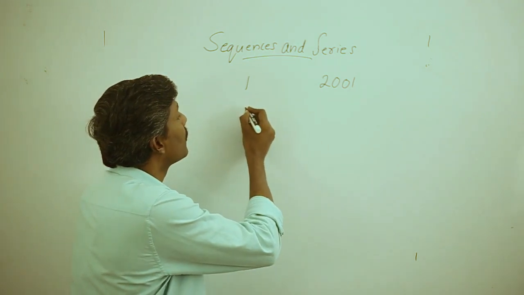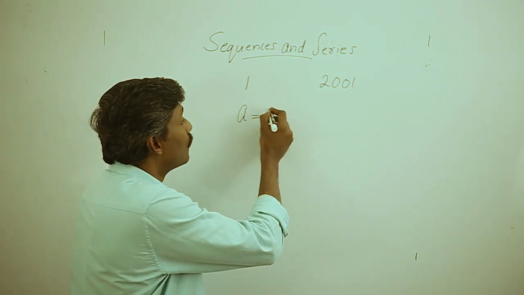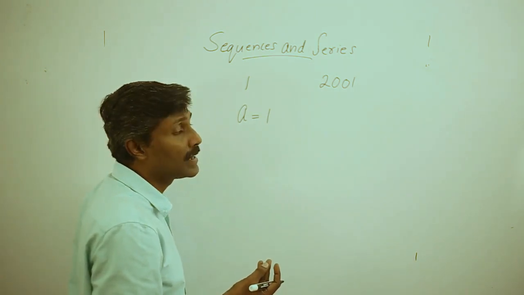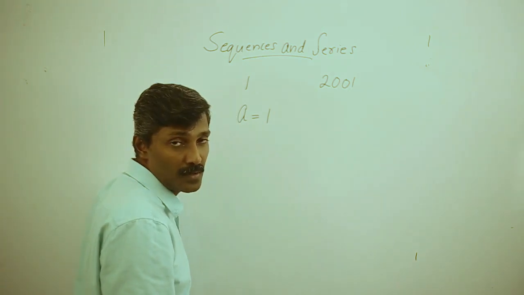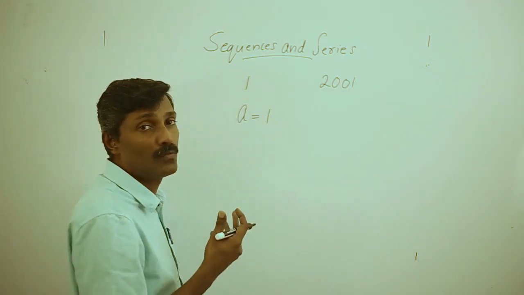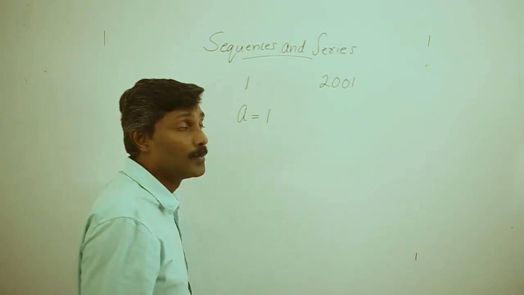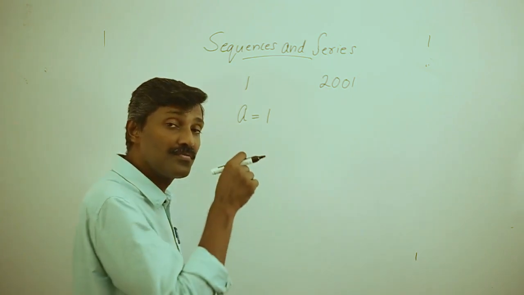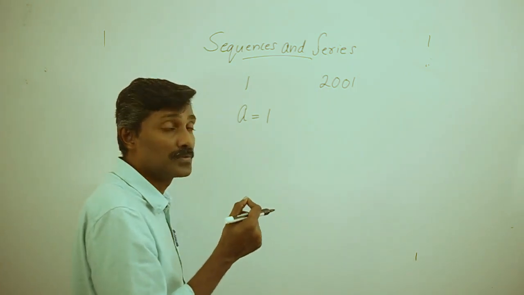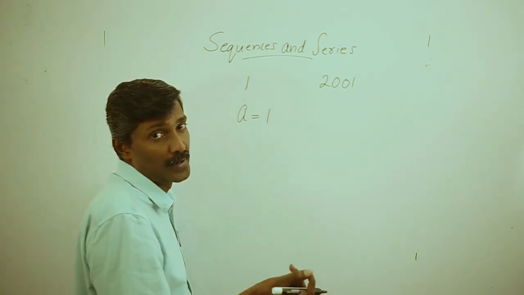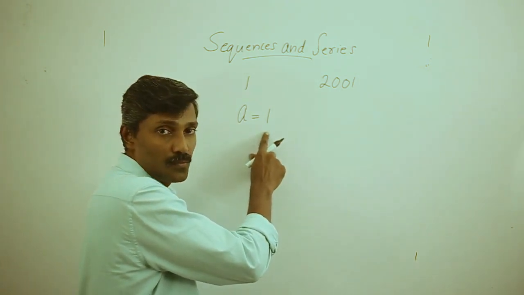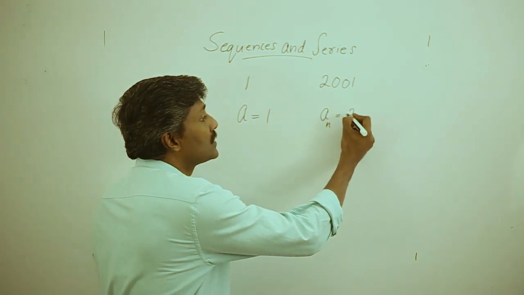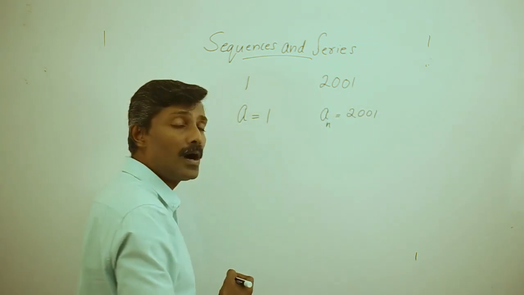So the first number is 1. But if it were asked to find the sum of odd integers between 1 and 2001, that's a different question, because we don't take 1 and 2001 into consideration. But here, my question is, what is the sum of all the odd integers from 1 to 2001? So 1 and 2001 are also included. The first term is 1 and my last term, an, is 2001. How do I find the sum?